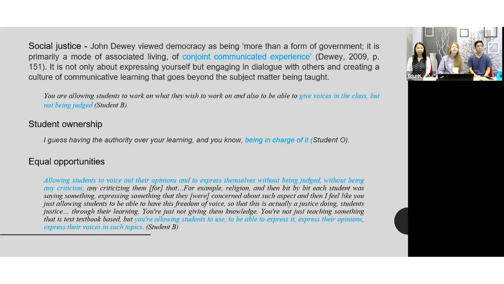How they define social justice is very representative of John Dewey's definition: a conjoint communicated experience. Again, this overlaps a lot with what we were saying before about freedom from. So it was social justice, democratic opportunities to express voice in the class, but also freedom from judgment. So social justice had both a positive and negative aspect to it as well.